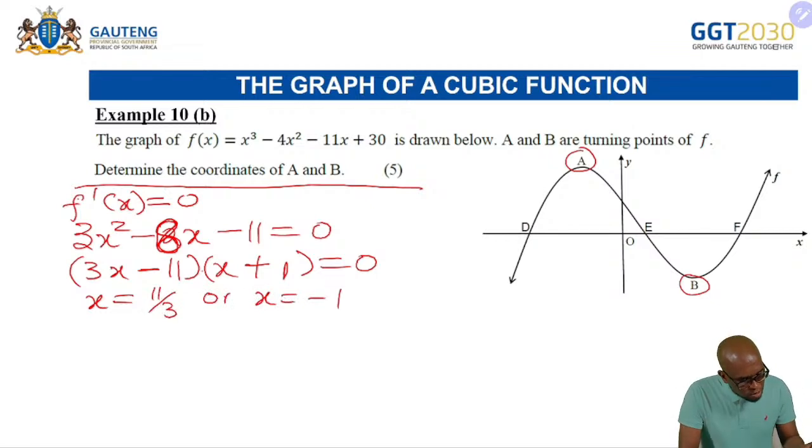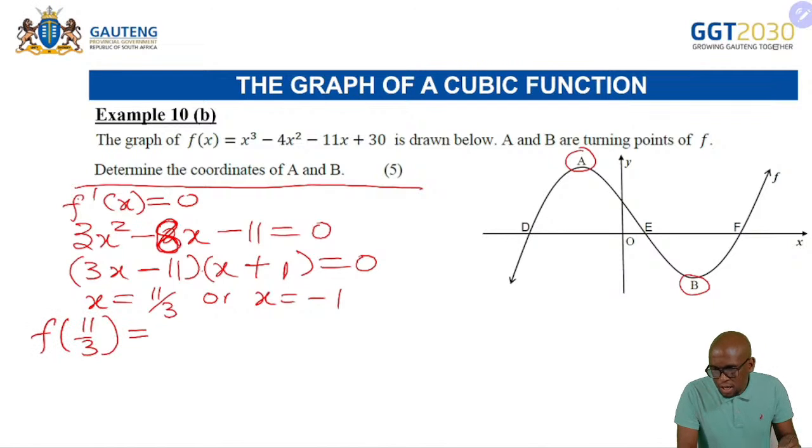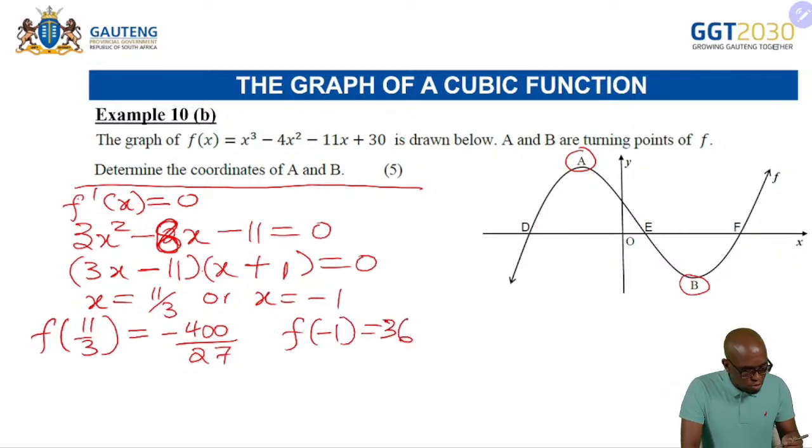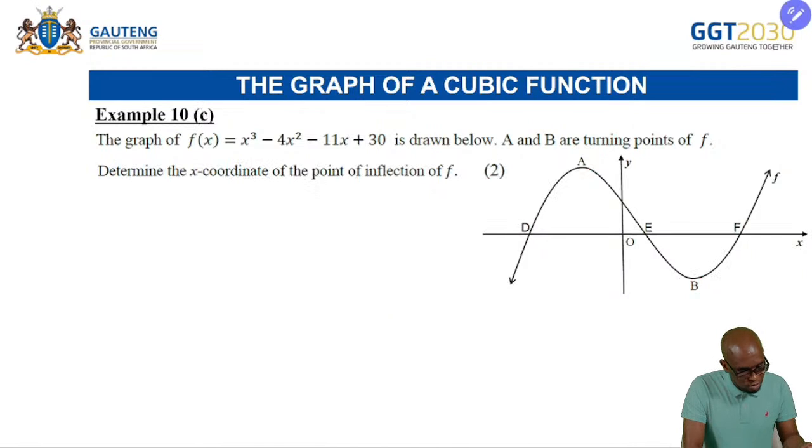Now when you substitute that, you're going to get f of 11 over 3. This is going to give you minus 400 over 27, and f of minus 1 is going to give you 36. So these would be your coordinates of the turning point. You differentiate, work out the x values, substitute them back into the original equation, and then you find the y values that correspond to that.